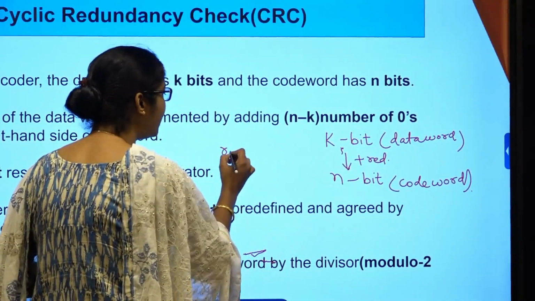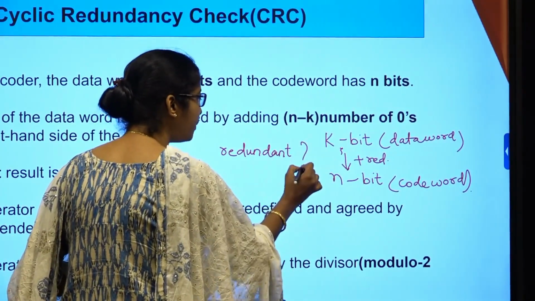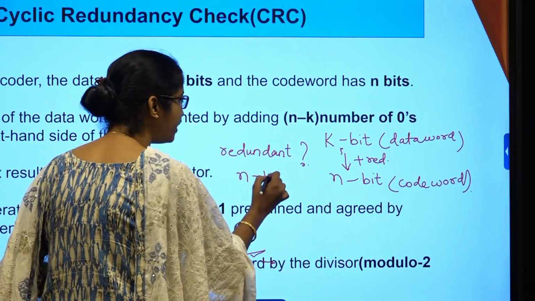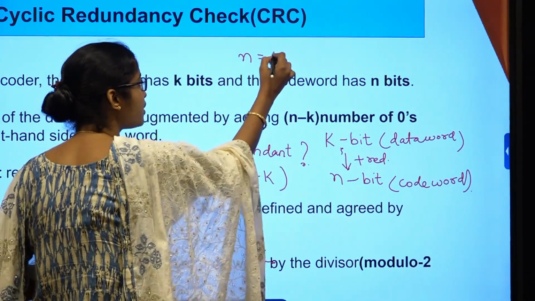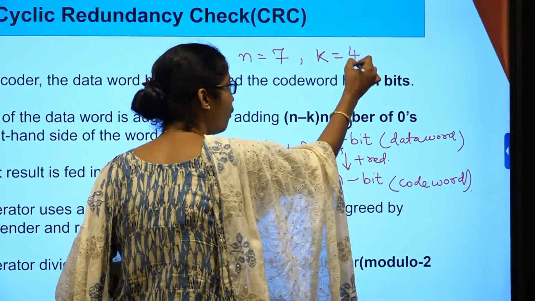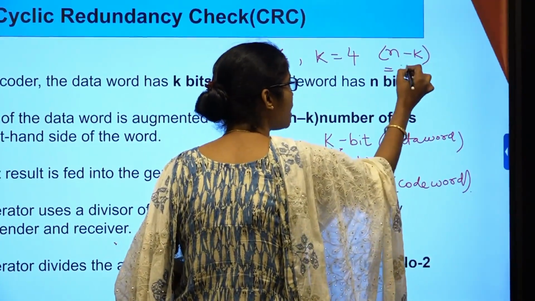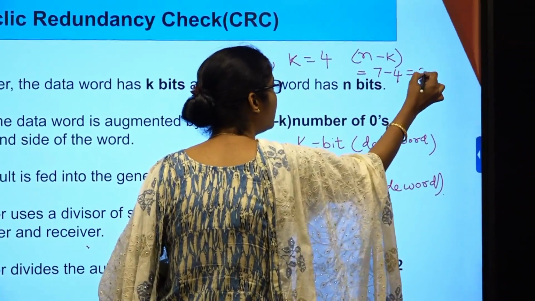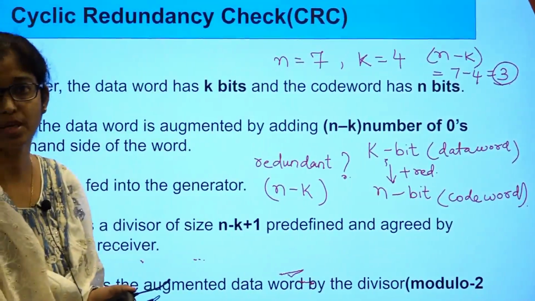So how many redundant bits am I going to add? How many redundant bits are being added? The formula is n minus k. That means if n is, for example, 7 bits and the k bits that you want to transfer are 4, then the redundant bits will be calculated as n minus k, which is equal to 7 minus 4, 3. So we will add 3 redundant bits to the information.